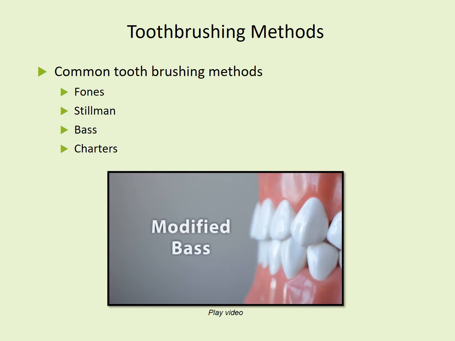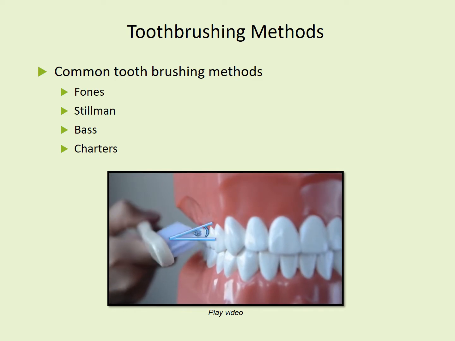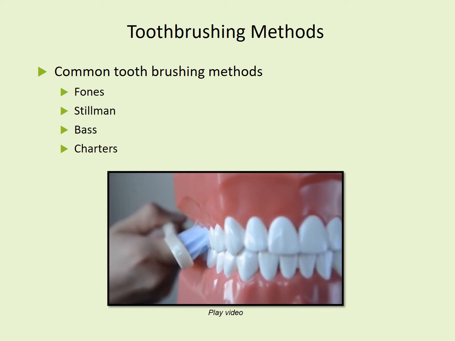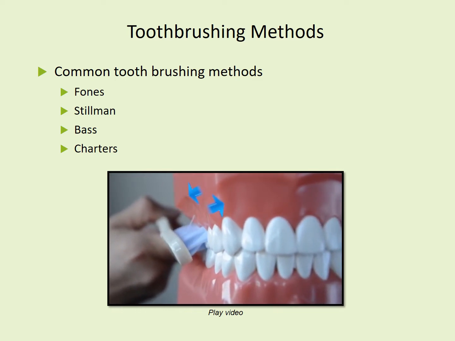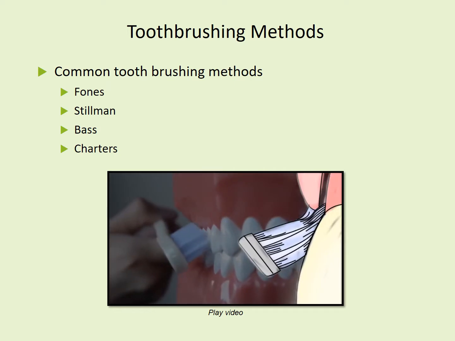Similar to the Stillman method is the Bass method. This is used for people with continuous receding gums. This method is identical to the Stillman method except for one modified step. When directing the bristles towards the gums at 45 degrees, instead of placing the bristles on top, you want to gently insert the bristles of the brush underneath the gums. The rest of the steps are the same.